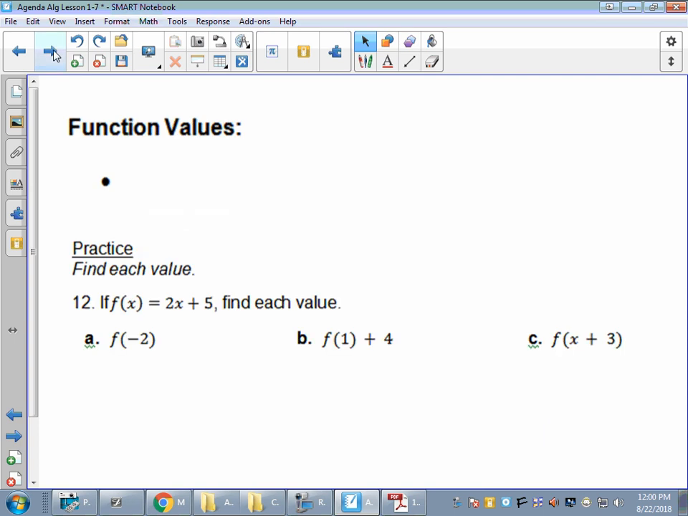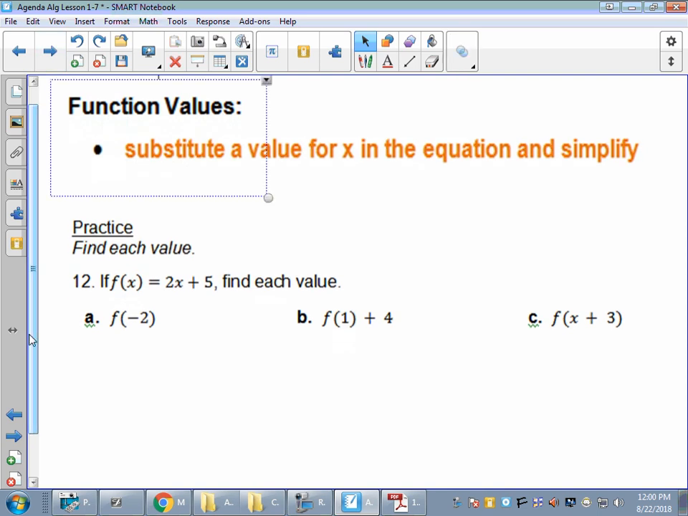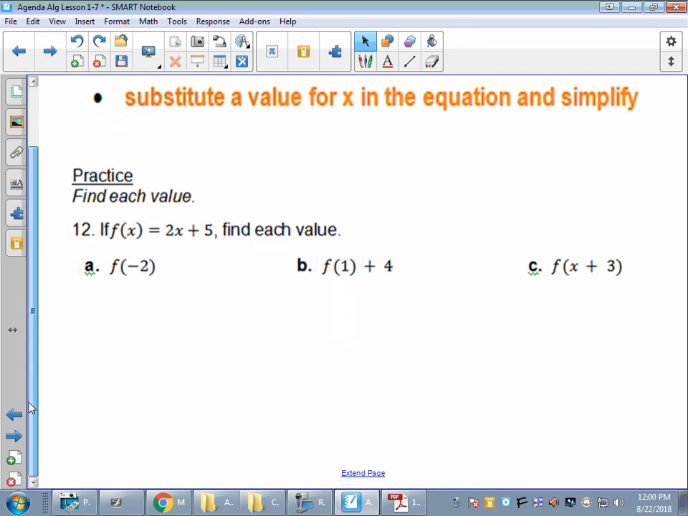All right, function values. So what we're doing here is substituting a value in for x in the equation, and then we're simplifying. Okay, so let's look at the practice problems down here. In practice problem A, we've got f of negative 2. So all we're going to do is sub in that number, negative 2, everywhere we see an x. We're just plugging it in for all those x's.